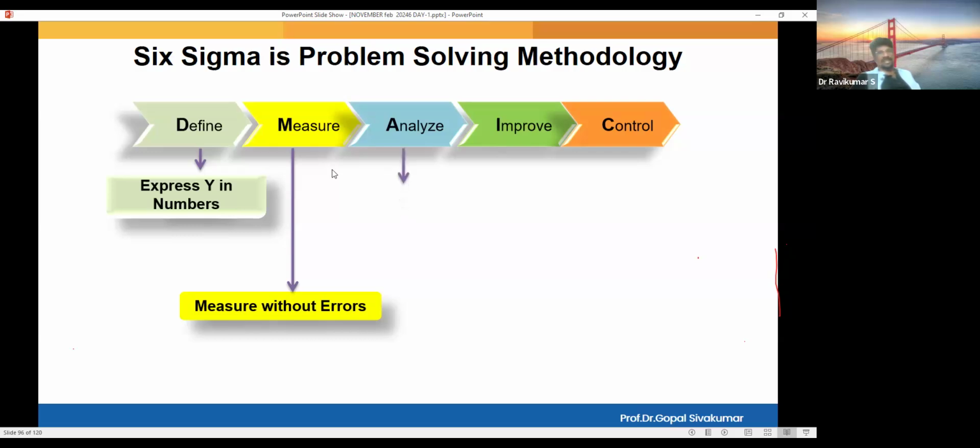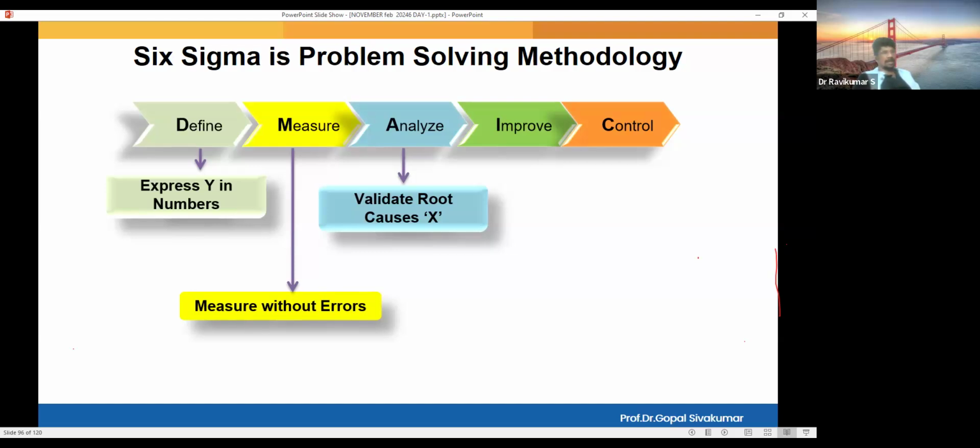So next, analyze. In the analyze phase, we are trying to find out the reasons, the root cause, for the particular problems. Here the root cause is defined as X. In the define phase, we are trying to find out whether the problem is actually existing, by expressing it in numbers, by quantifying it. Then you are going to collect the data. Before collecting the data, ensure that the data is collected without errors, without fault. Then only the data will be reliable.